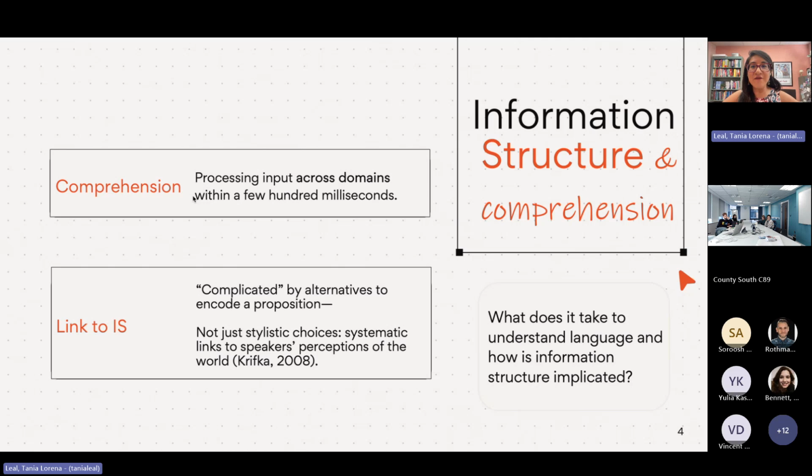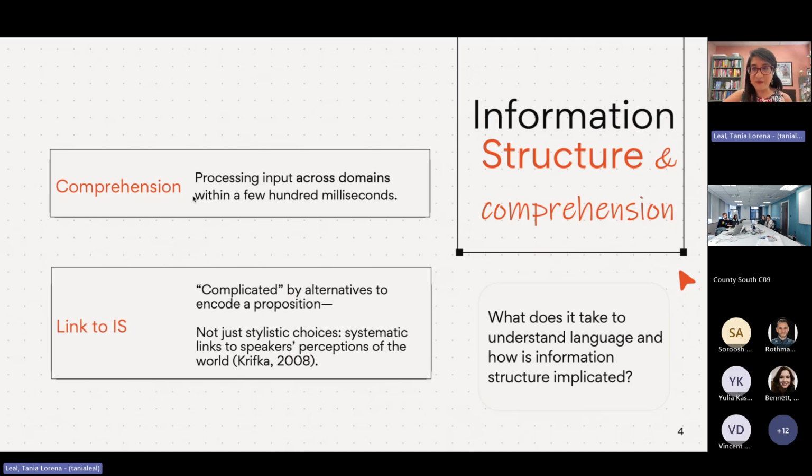Because comprehension unfolds incrementally, we don't wait until the end of a sentence to interpret anything. Instead, we use our linguistic knowledge to anticipate what's coming next. Now, these expectations are not just shaped by grammar or frequency, but by context, discourse context. So how information is packaged, which complicates the situation because there are many ways to say the same thing, many ways to present a proposition. So this is where information structure comes in.